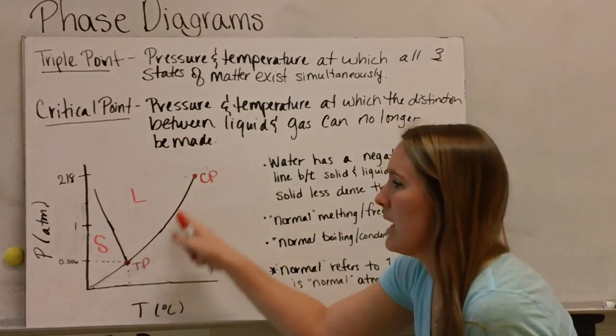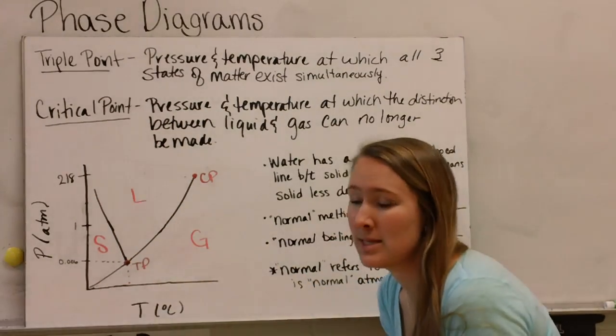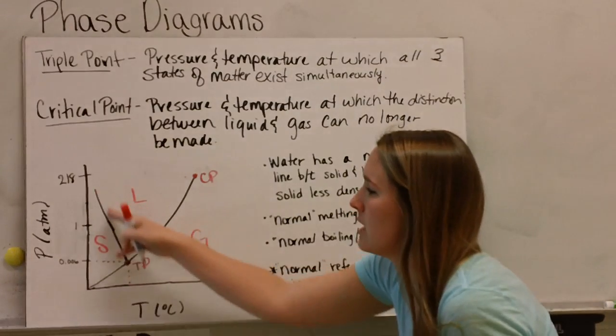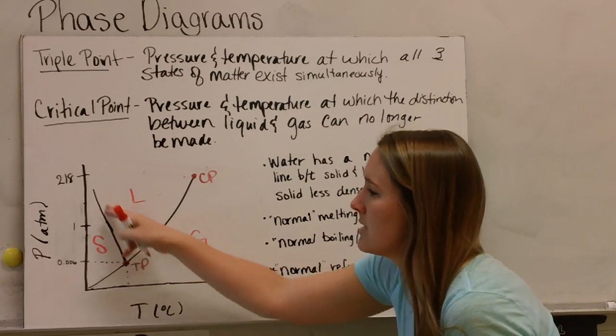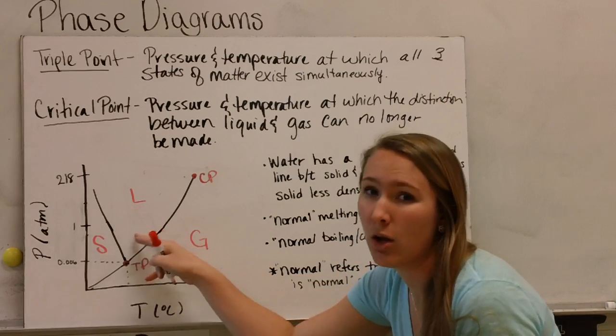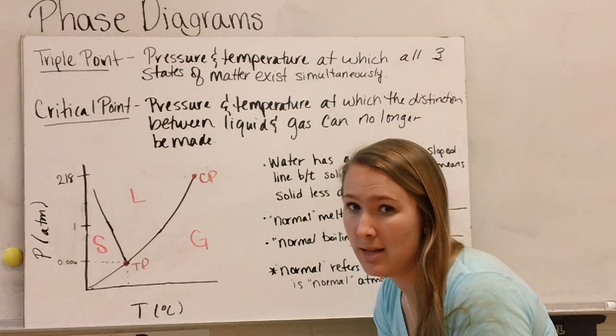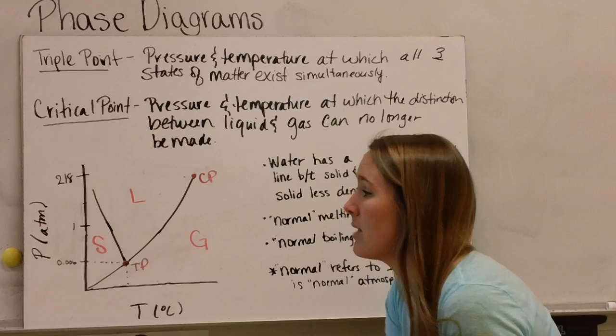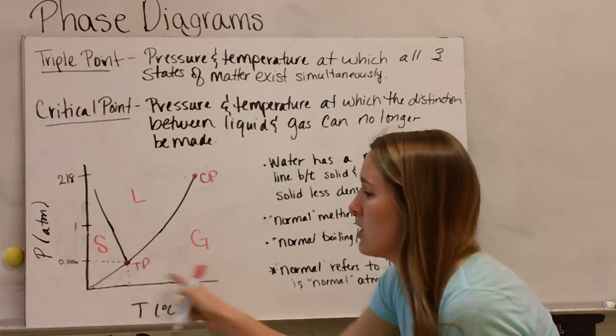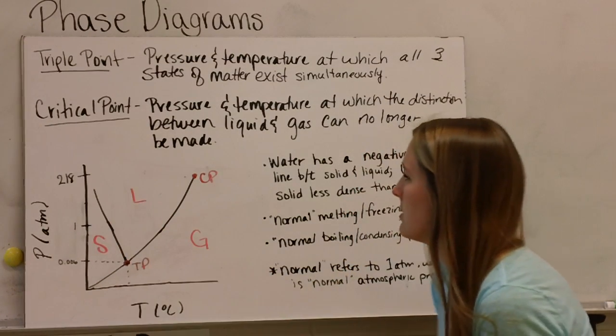Along each of these lines, an equilibrium exists. In other words, along this line here between solid and liquid, both the solid state and the liquid state are coexisting. So you can have solid and liquid occurring at the same time, as long as it's at the same pressure and temperature given on these lines.